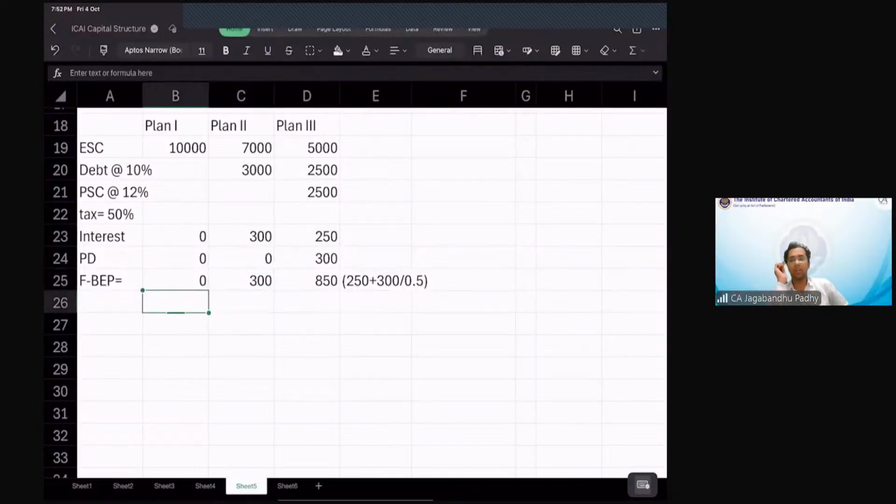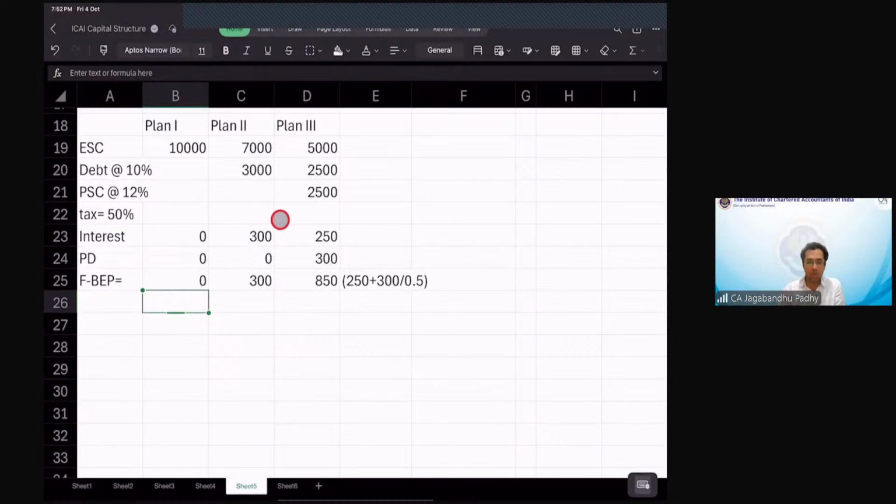Now, in which of these three plans do you think the company will require a higher level of EBIT to start making profits? In which of these three plans do you feel the company will have to put more effort to generate more EBIT so that it can become profitable? Or if I ask you simply, where is it easy to become a profitable company? Can I say plan 1? It is easy to become a profitable company in plan 1 because your break-even point is 0. So whatever you earn, you start making profits. You don't have to pay any finance expense.